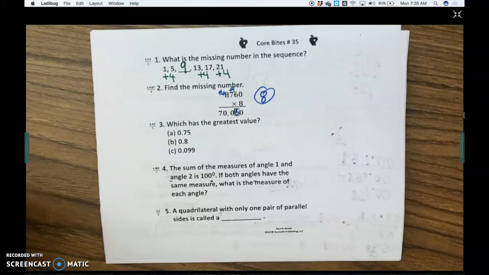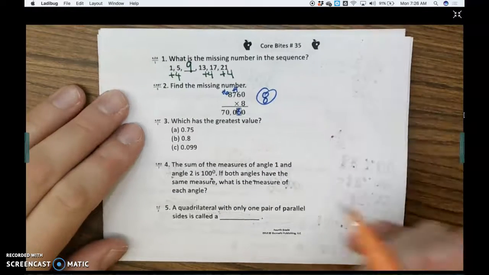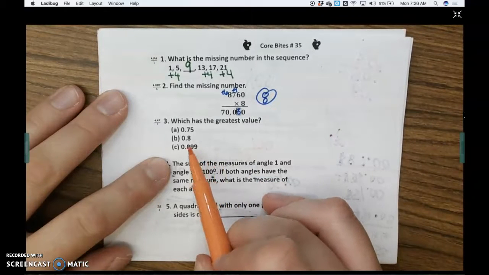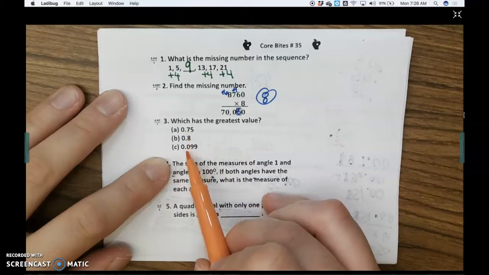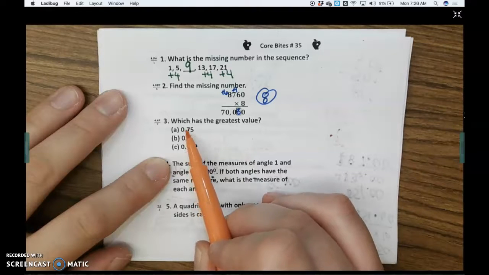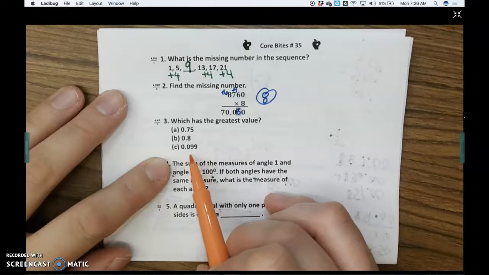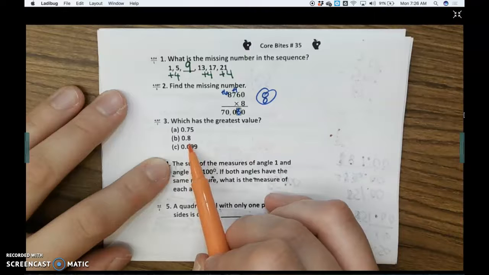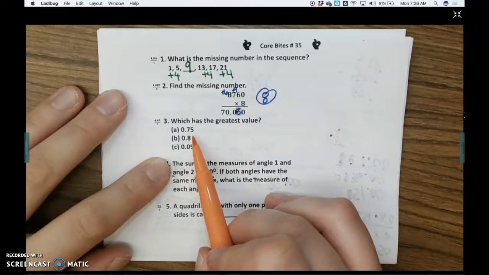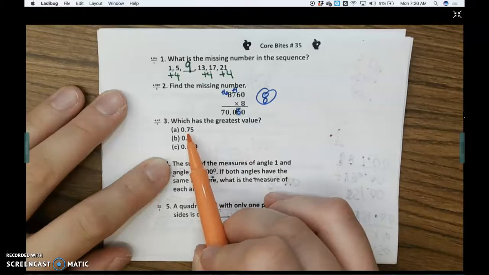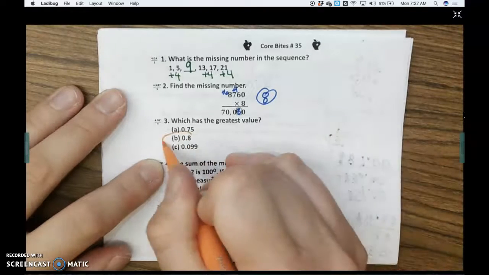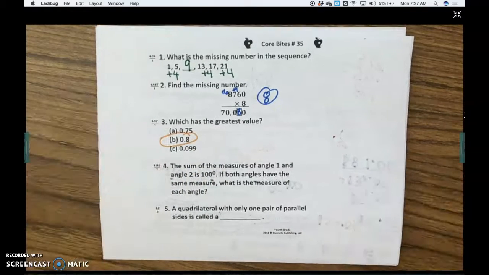Number 3, which one is the greatest value? And this is with decimals, and I know we're still learning about decimals every now and then. But the way decimals work is the number that is closest to the actual decimal, the higher it is, the larger the number. So even though there's this 99 right here, this would be 99 thousandths, this would be 8 tenths, and this would be 75 hundredths. So because the 8 is the largest number in that first place, 8 tenths is actually the largest number here.